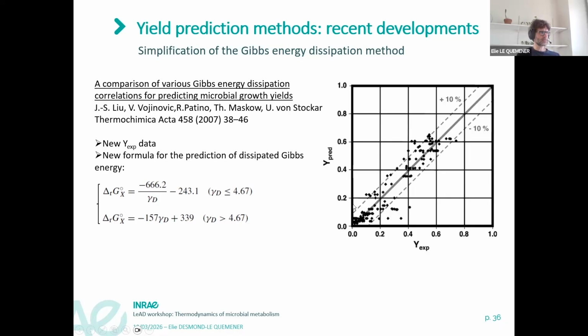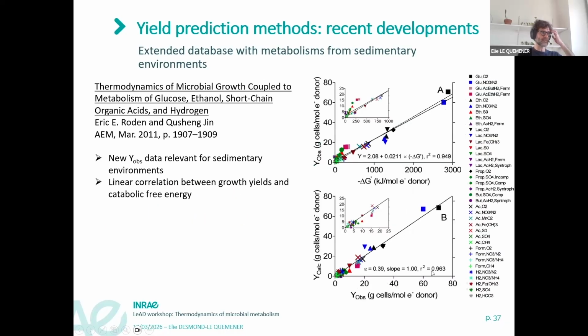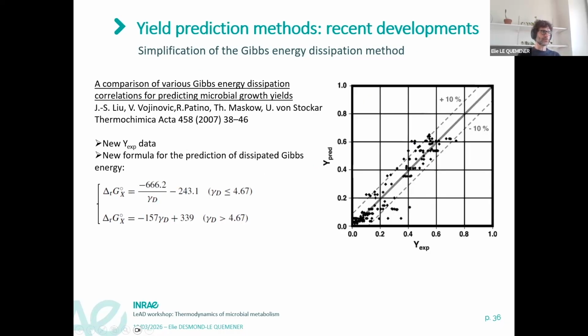I think in that one it's good, but the next one after that was a problem. Just to illustrate here, in that case they change a little bit the way the energy dissipated is calculated, but the rate is the same as in the Gibbs dissipation method. And you see that the range of the prediction is plus or minus 10% of the yield, so it's good, but you see that you have some problems for some microbes. It's mainly fermentation in that case.